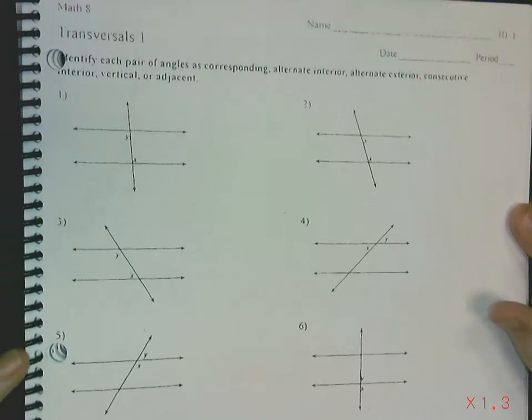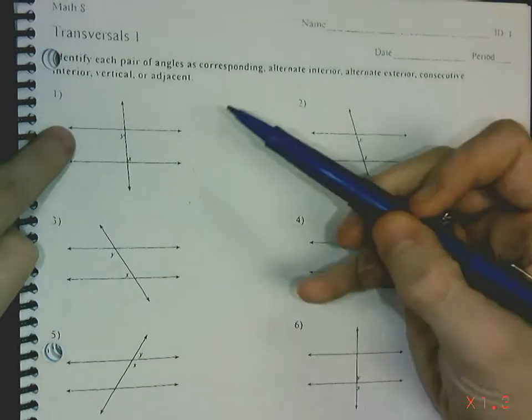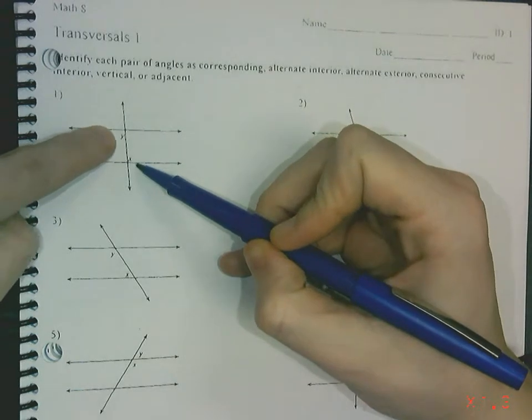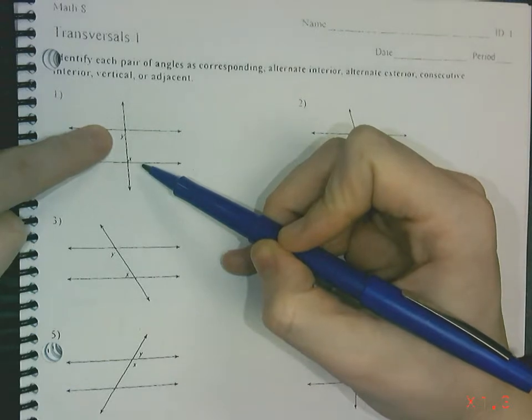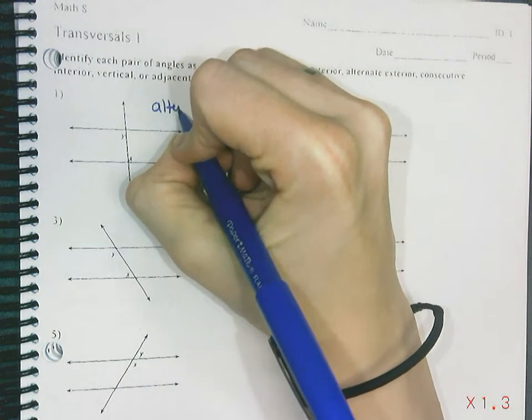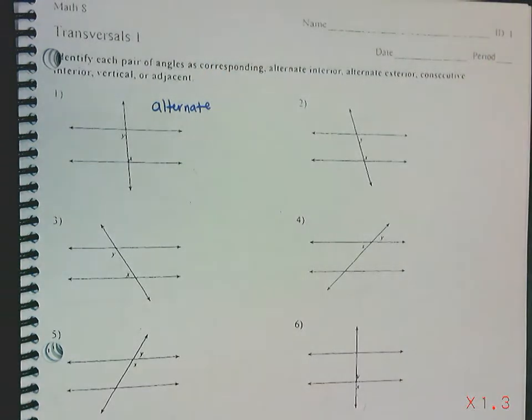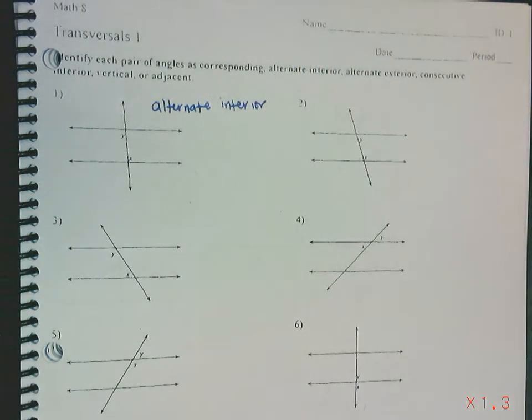Now on page 27, you just have to identify the pair of angles. So let's look at number 1. These two angles labeled X and Y are on opposite sides of the transversal, and we know that opposite sides, we call that alternate. So it's going to be alternate something. And they're both on the inside of the parallel lines. Inside the parallel lines, we call interior. So this would be alternate interior.